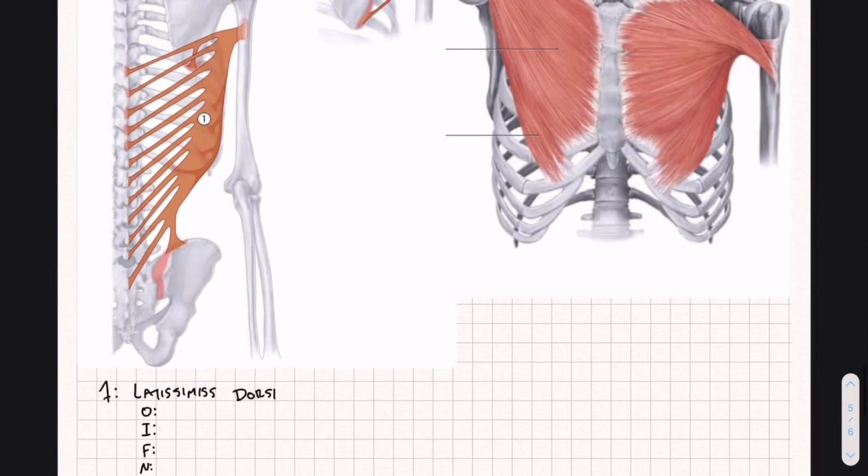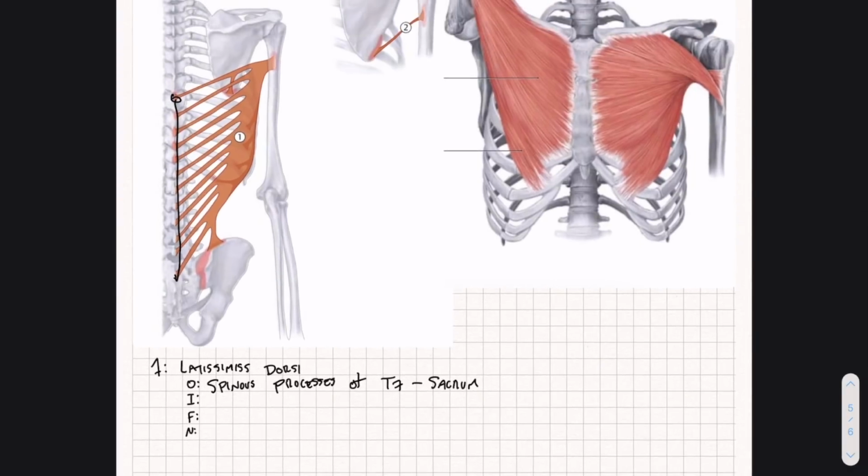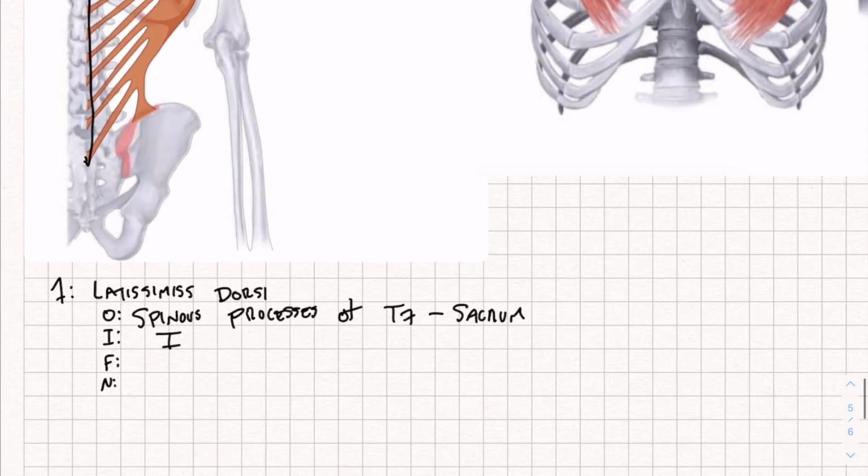Okay, so latissimus dorsi, its origin is here and goes down to here. So we say spinous processes of T7 all the way to the sacrum. So from T7 all the way down to the sacrum. It inserts into the intertubercular groove, ITG for short.